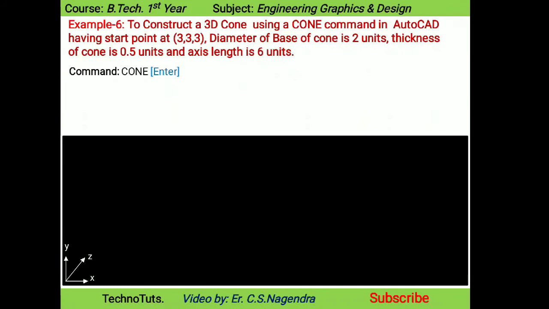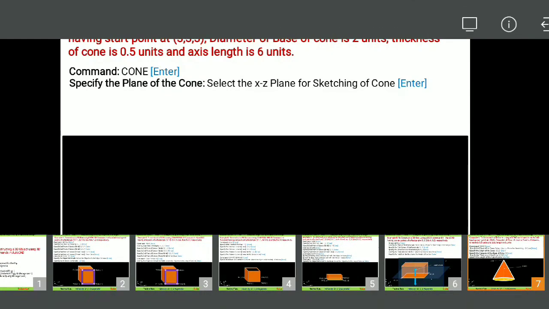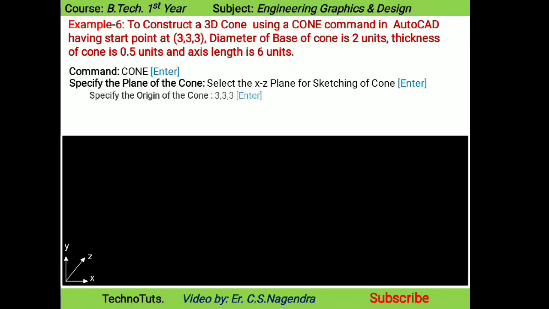You will see the viewport will get activated on the screen. The computer will ask you to specify the plane of the cone. So select the XZ plane for sketching of the cone. I am selecting the XZ plane. Whatever plane you want to construct, you can select it. Now the computer will ask you to specify the origin of the cone. Type the coordinates of the origin 3, 3 and press enter key. You will see the origin or starting point will be visible on the viewport.